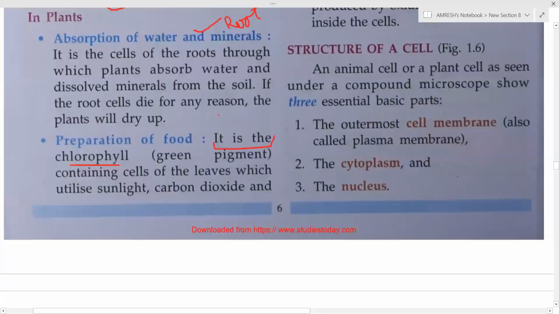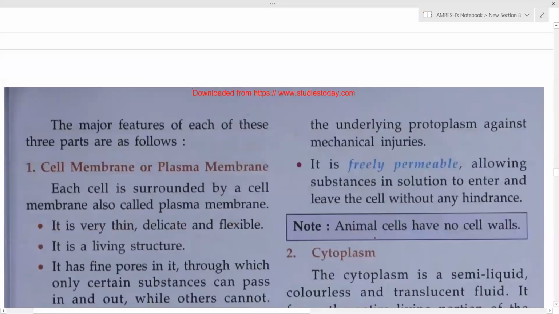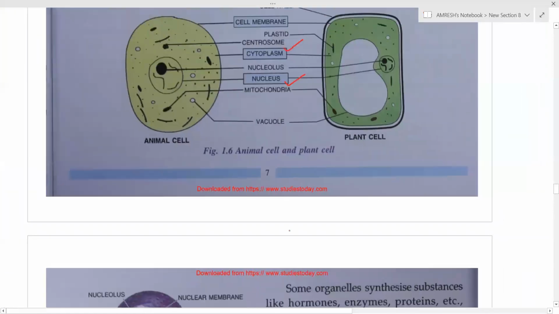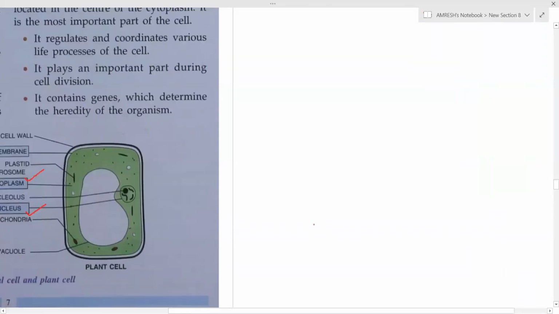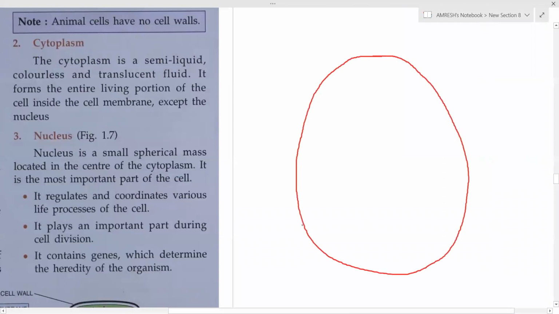Now, structure of the cell, a very important part. The three basic parts of the cell are the cell membrane, cytoplasm, and nucleus. The cell membrane is the outermost covering or outermost part. The cell membrane is also called the plasma membrane. Each cell is surrounded by a cell membrane. This is an animal cell I am drawing. This is the cell membrane.